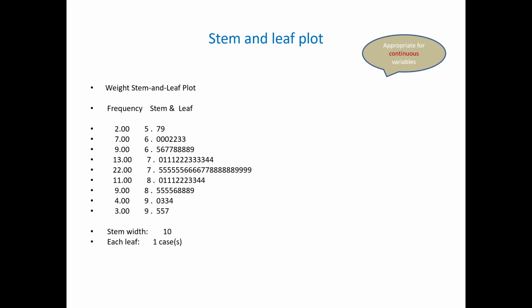In the second row, there are 7 people in this category: 60, 60, 60, 62, 62, 63, 63. So 7 of them, 3 of them 60. That 6 is the stem, while the others are just the leaves. The third one, there are 9 of them: 65, 66, 67, 67, 68, 68, 68, 68, 69. This one, there are 30 of them like that.